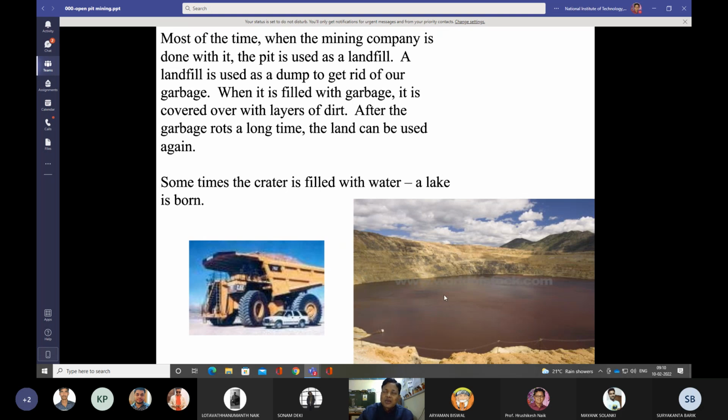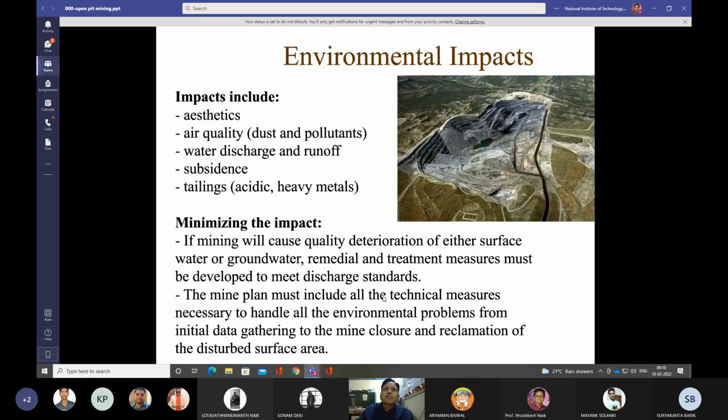Sometimes the crater, this void, is filled up with water which looks like a lake, and that is the scenario you can see in your mining industry. On the left side you are able to see a dumper, and you see the size of the dumper used in opencast mining, a car size and a dumper size, how big the dumper is. Whenever you go for opencast mining, there are many environmental problems associated with it.